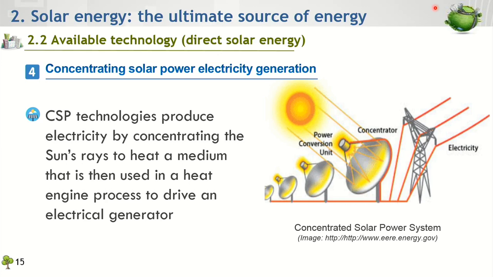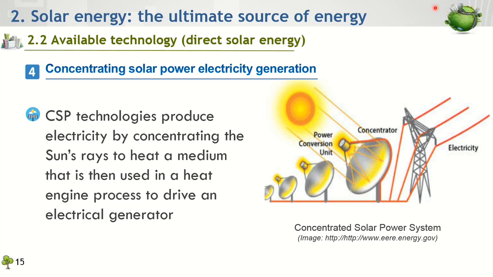So generally, the CSP plant uses mirrors or lenses to concentrate a large area of sunlight or solar thermal energy into a small area. The electricity is then generated when the concentrated light drives a heat engine, such as a steam turbine that is connected to an electrical power generator.